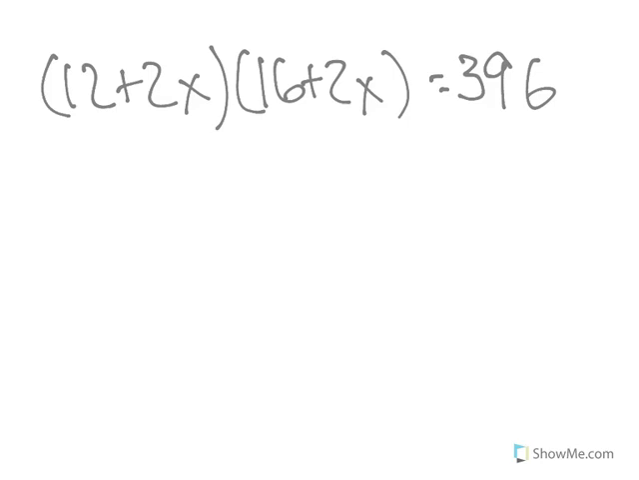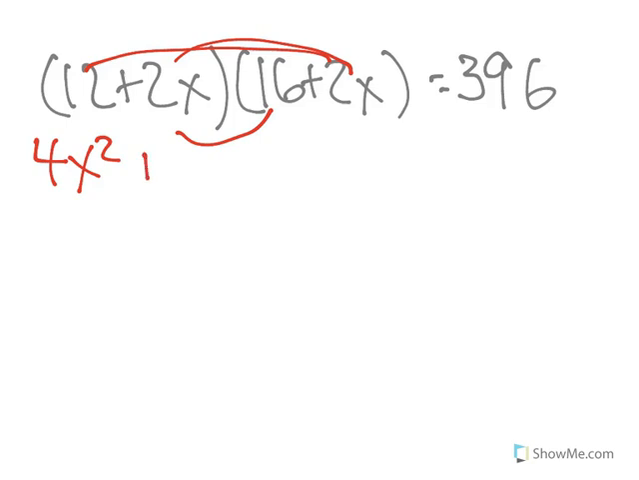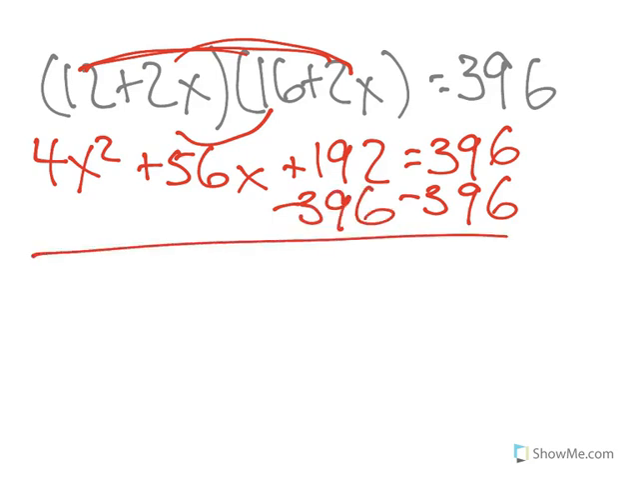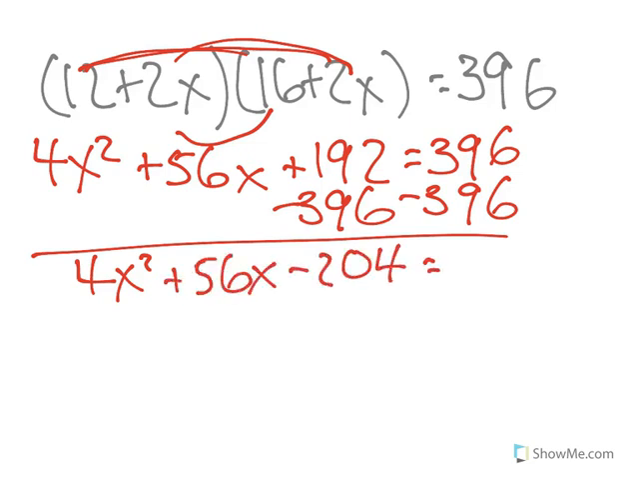So when I do the FOIL, I'm going to have 2x times 2x is 4x squared. I'm going to have 12 groups of 2x and another 16 groups of 2x is going to be 56x. And I'm going to have 16 times 12, which is going to be 192. Right, so I'm going to do my best to put this in standard form. So that's 4x squared plus 56x minus 204 equals 0.